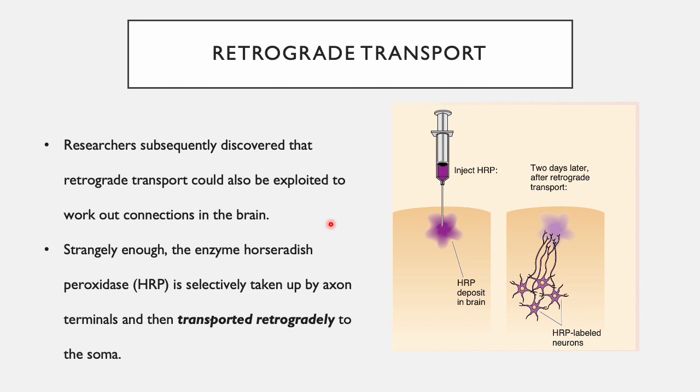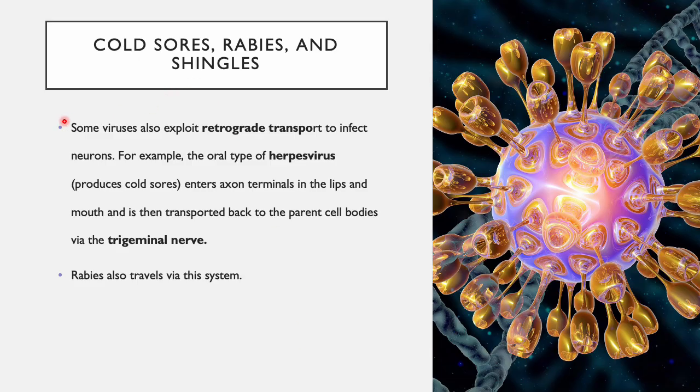So how can we look at this? Researchers discovered that if you inject an enzyme called horseradish peroxidase, HRP, it can actually be taken up and absorbed by neurons. So for example, if you deposited HRP into the brain, there are going to be neurons that are going to take up this tag essentially via retrograde transport. So this is a way that we can see how cells absorb a substance and how it's transported throughout the axon. So some viruses actually utilize retrograde transport to infect neurons.